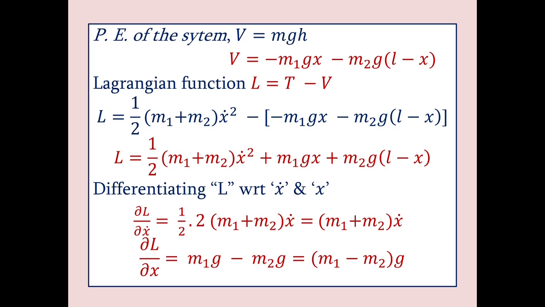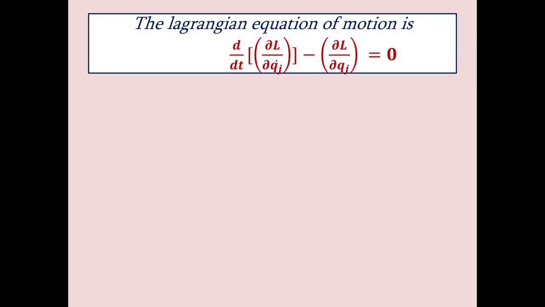Then dou L by dou x, differentiating L with respect to x. In the Lagrangian function L, x is involved only in the second and third terms. So for dou L by dou x, differentiating the second term, you will get m1 g. Differentiating the third term, you will get m2 g into minus x, so it is written into minus 1. It is written as m1 g minus m2 g. Taking g out, you get (m1 minus m2) into g.